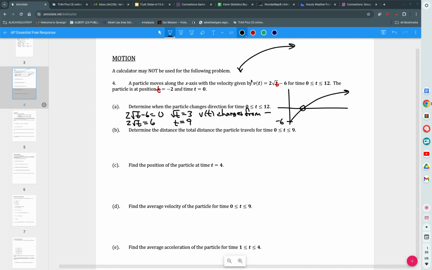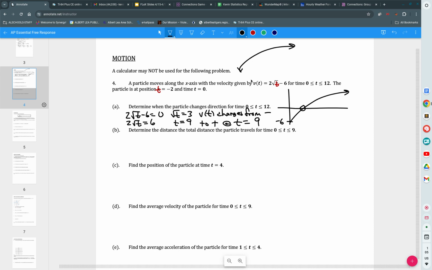From negative to positive at time equals 9. And that would be a very sufficient answer for that. They wouldn't require that you produce a graph, but producing a graph sure would help them know that you're not making a guess, that you in fact considered that piece.